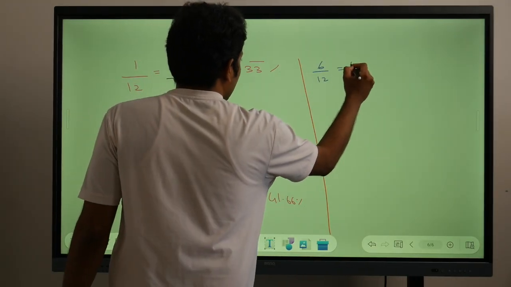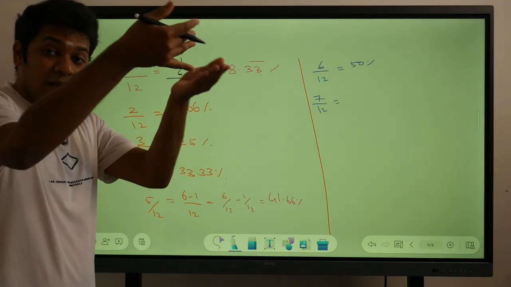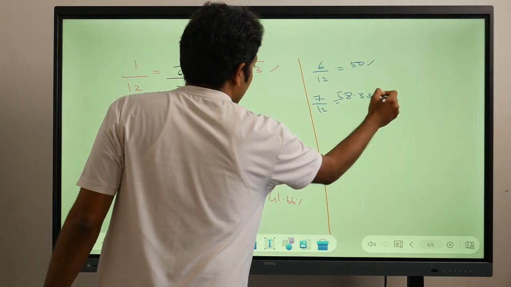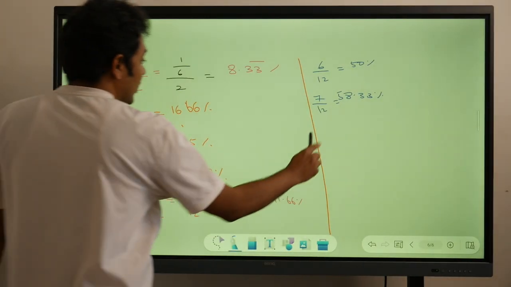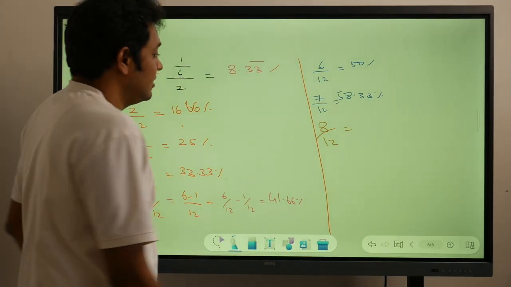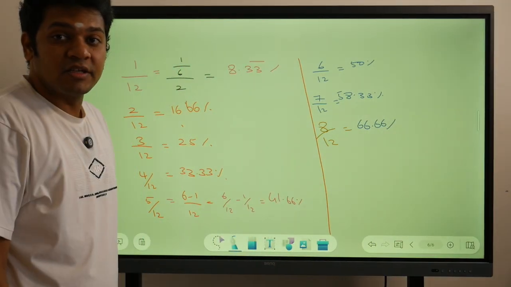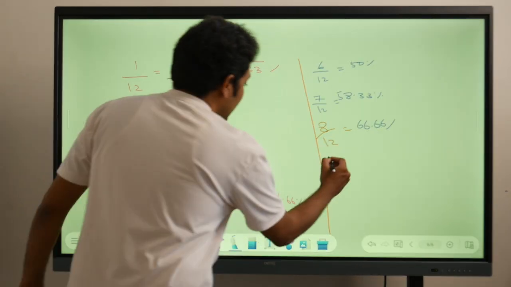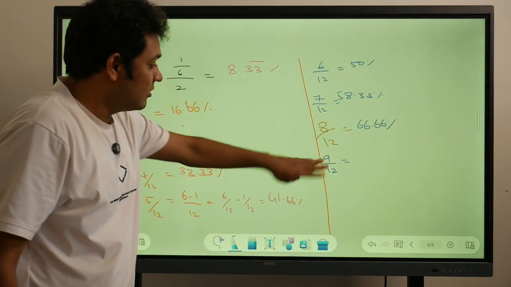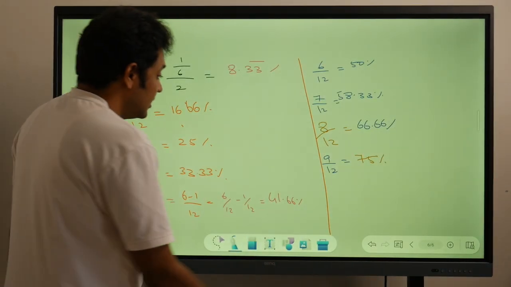Right? So 6 by 12 will be 50%. What is 7 by 12? 6 by 12 plus 1 by 12. So 50 plus 8.33, 58.33%. Now 8 by 12. If you cancel fourth table, we'll have 2 by 3. So 2 by 3 is 66.66%. Right? Then we have 9 by 12. If I cancel in third table, we'll have 3 by 4. What is 3 by 4? 75%.